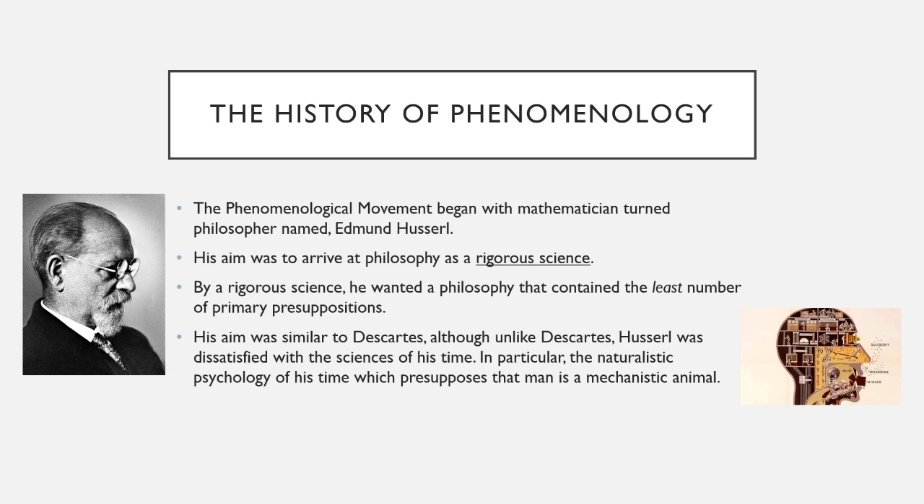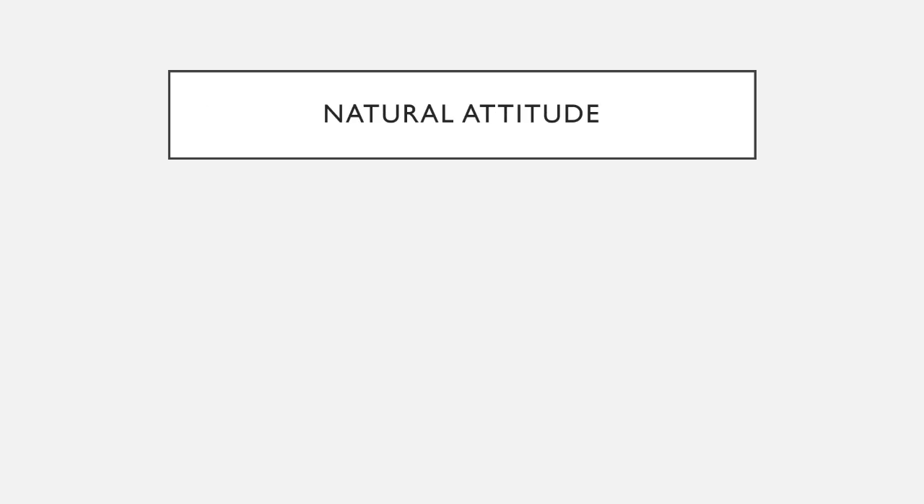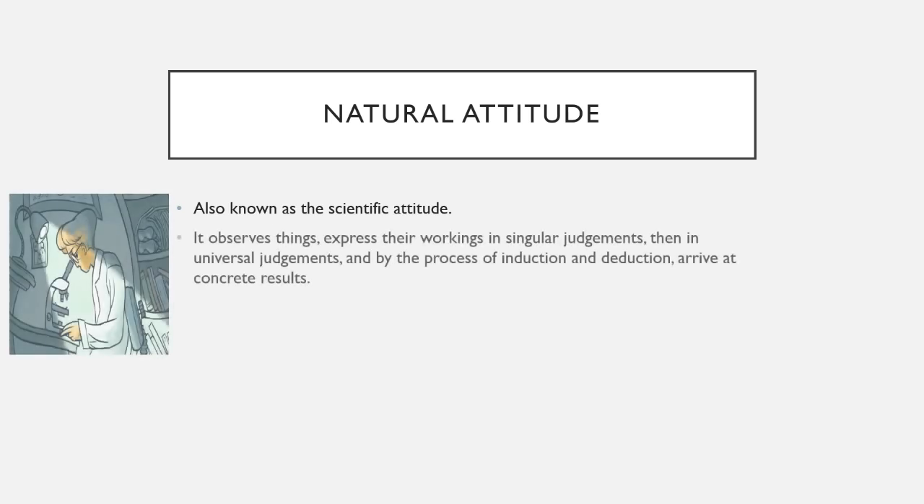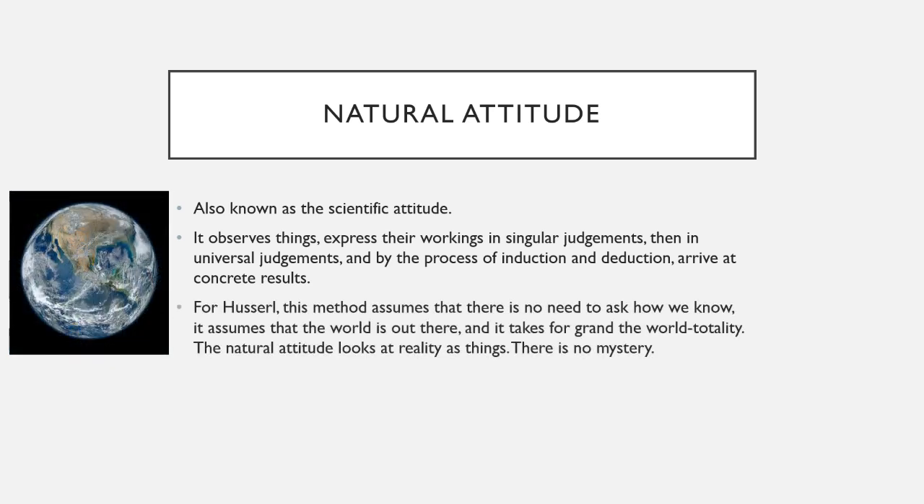Edmund Husserl was keenly against what he calls the natural attitude. It is also known as a scientific attitude. It observes things, expresses their workings in singular judgments, then in universal judgments, and by the process of induction-deduction, arrives at concrete results. This is how the sciences usually operate. For Husserl, this method assumes that there is no need to ask how we know. It assumes that the world is out there, and it takes for granted the world totality.